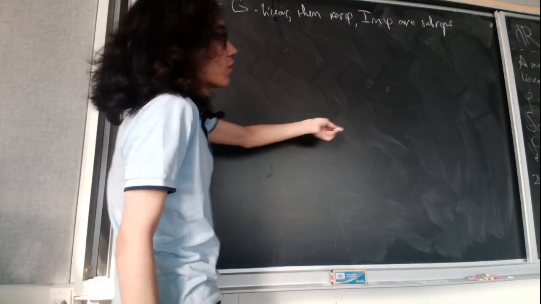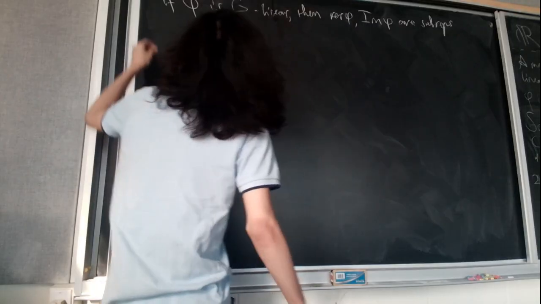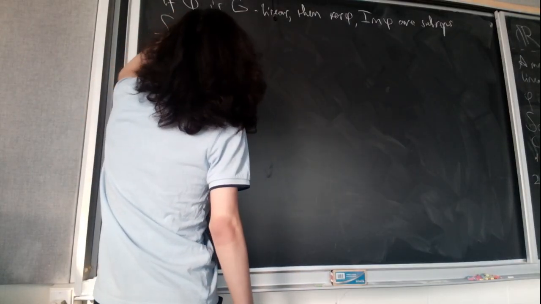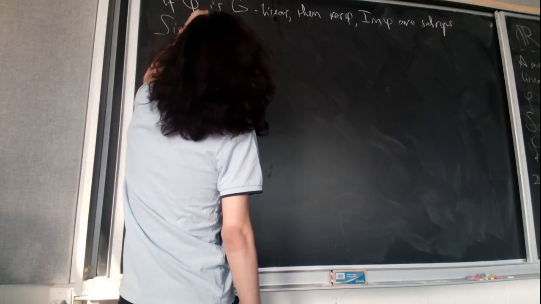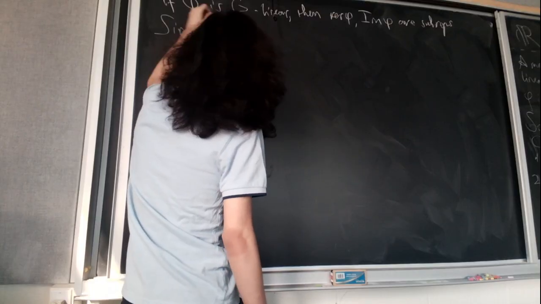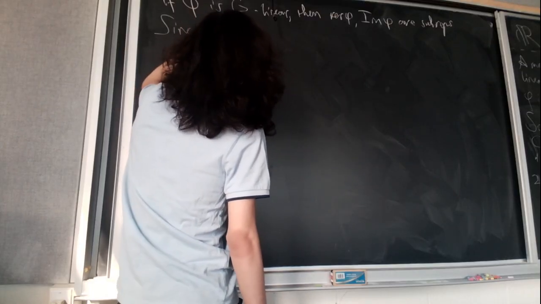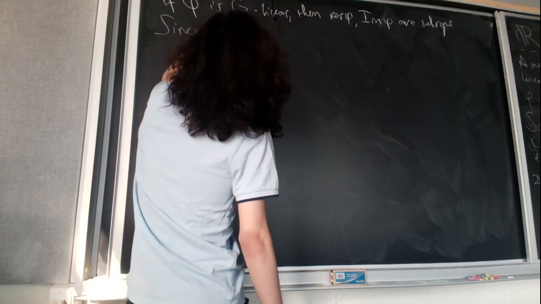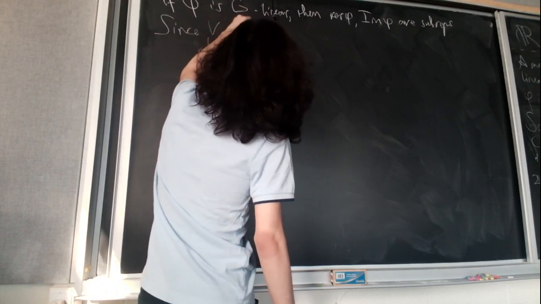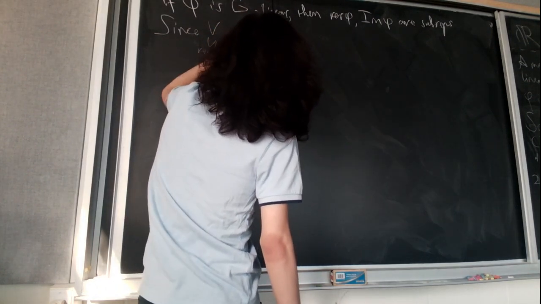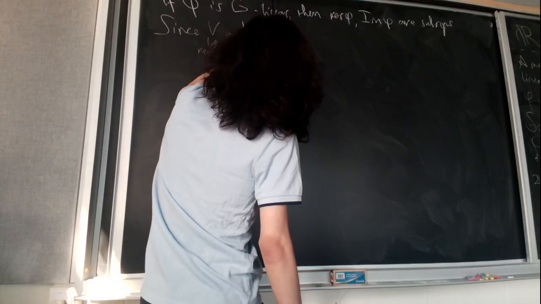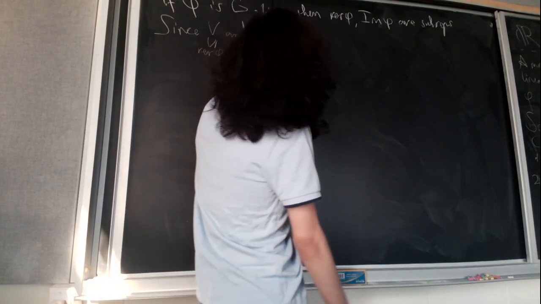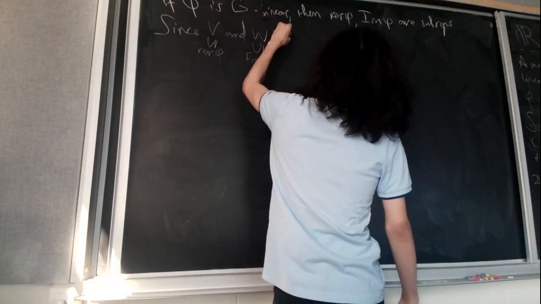And we know that since V and W are irreducible, and the kernel is a subspace of V and the image is a subspace of W, they are subrepresentations.